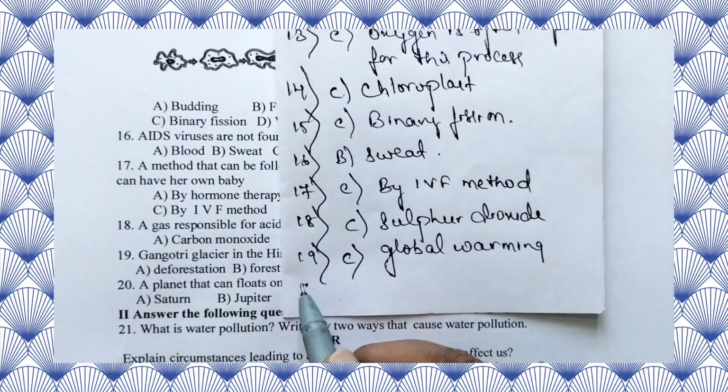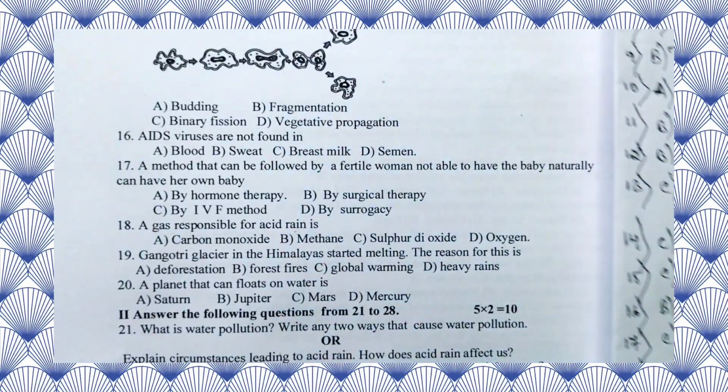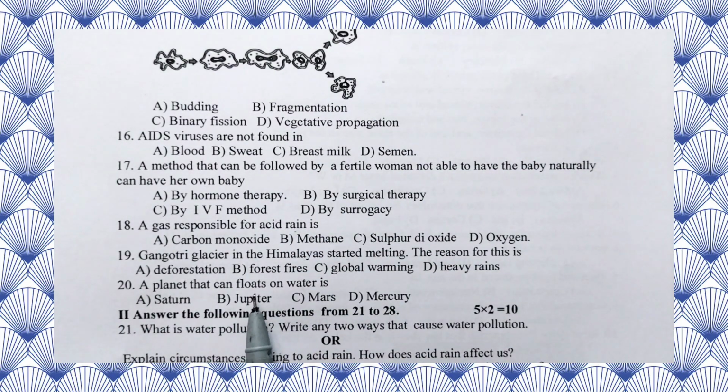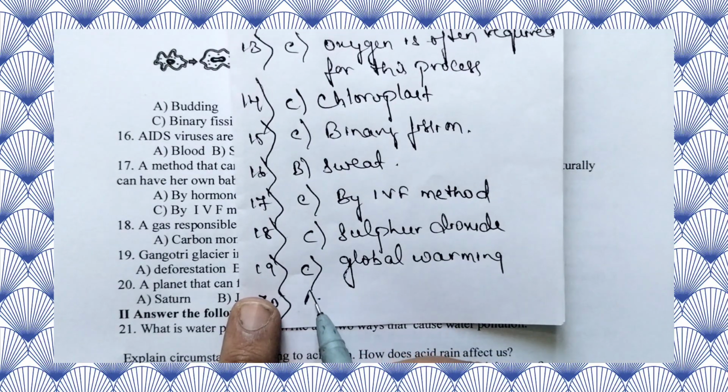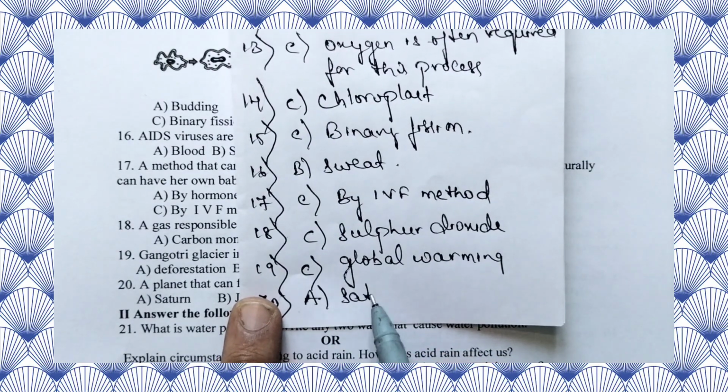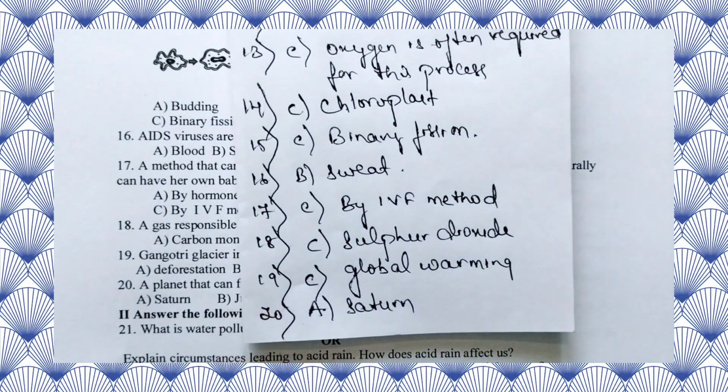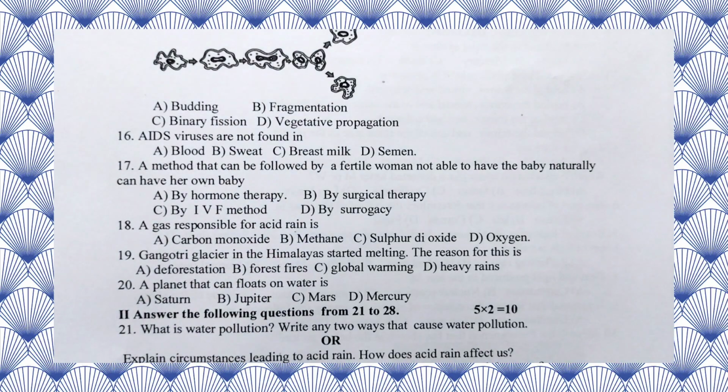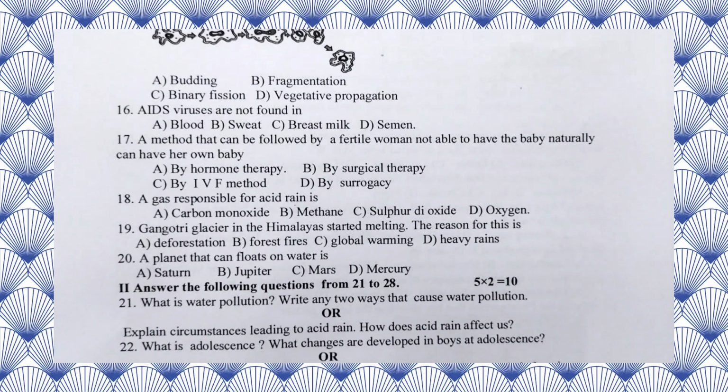Now let us move to the 20th question. A planet that can float on water is Saturn, Jupiter, Mars, Mercury. So the right answer is option A, Saturn. So like this we have to answer MCQs. Now let us move to the next question, the 21st question.